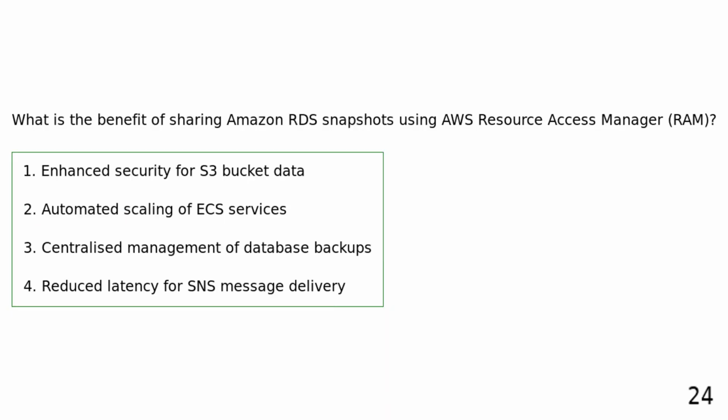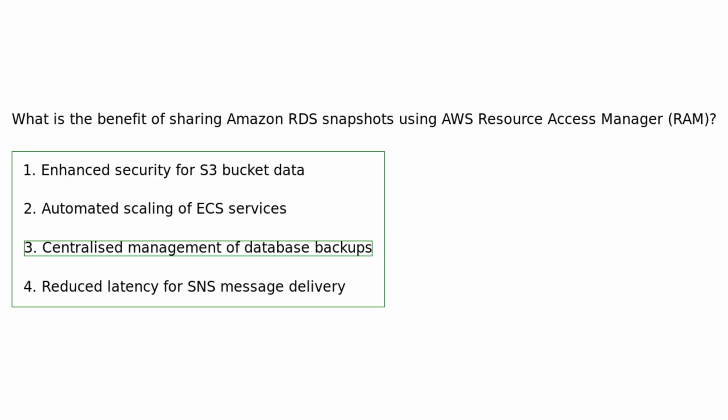What is the benefit of sharing Amazon RDS snapshots using AWS Resource Access Manager? Enhanced security for S3 bucket data. Automated scaling of ECS services. Centralized management of database backups. Reduced latency for SNS message delivery. The benefit of sharing Amazon RDS snapshots using AWS Resource Access Manager is centralized management of database backups and snapshots across multiple AWS accounts, allowing for unified access and recovery of database data.